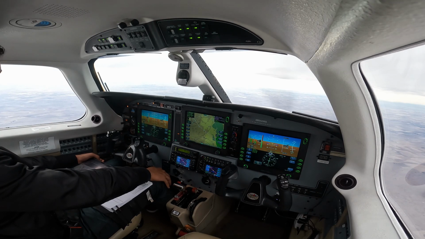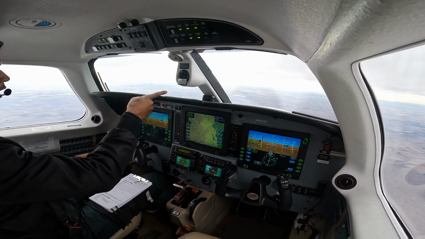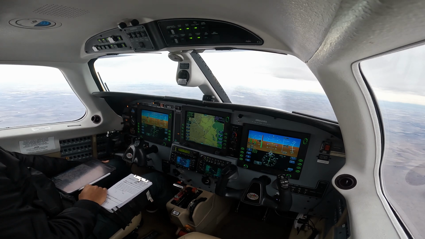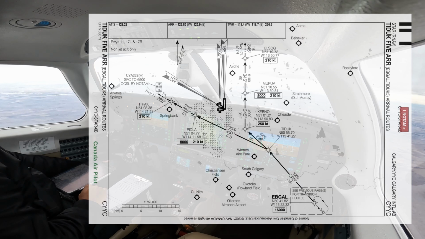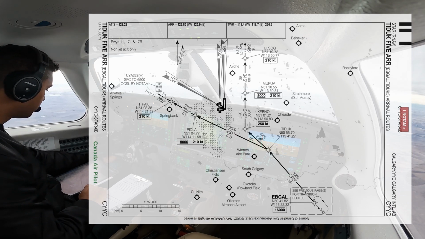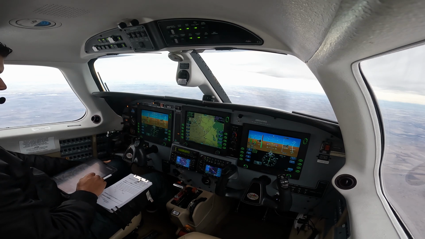Alright, we're out of that cloud, so we can see the ground, that's nice. Calgary is up there just about at our 1 o'clock. We're 18 miles out from Ebgal, crossing Ebgal at or below 16,000. In a descent right now. Cabin is depressurizing as we descend. Just a quick status update.